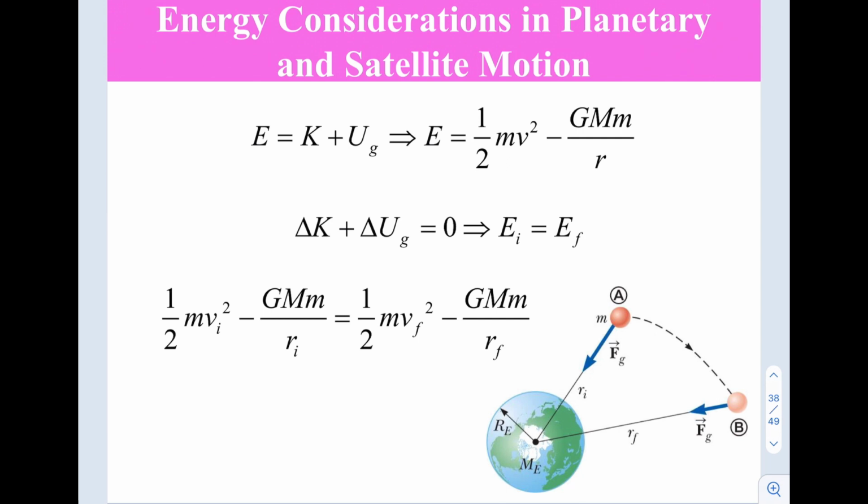Energy considerations in planetary and satellite motion. So we know that all the time, mechanical energy is equal to kinetic plus U. So for this case, we have UG, and kinetic energy is half mv squared, and our UG is negative G mass of the planet, mass of the object over R. The distance must be from center to center. If we're talking about delta K plus delta U equals 0, it means that delta E is 0.